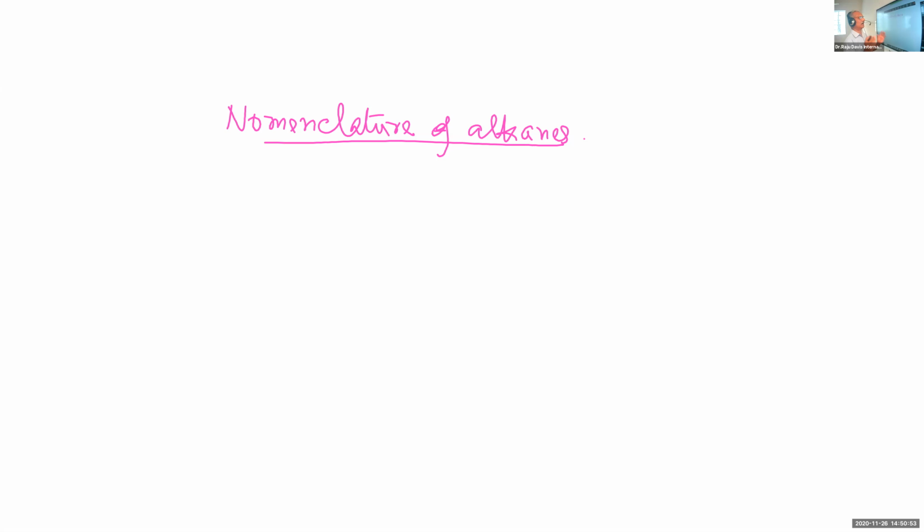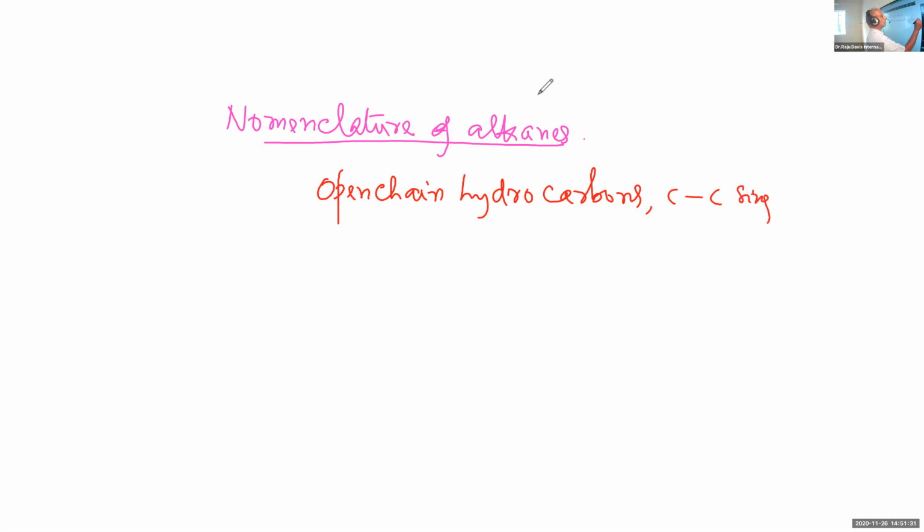We must know what alkanes or paraffins are. We have studied in the 10th standard what alkanes or paraffins are. Alkanes are the open chain or aliphatic hydrocarbons with carbon-carbon single bonds only. Such compounds are called alkanes or paraffins.